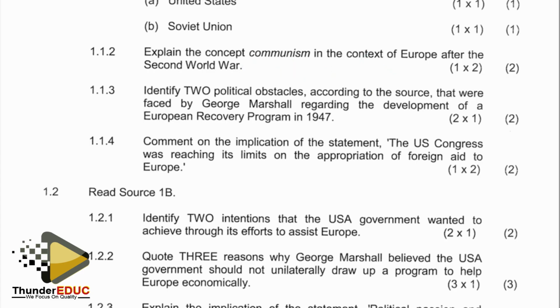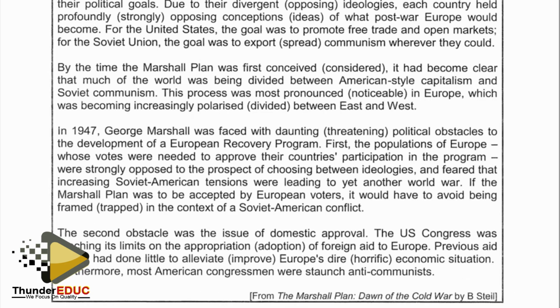The next question says, give 2 political obstacles according to the source that were faced by George Marshall regarding the development of a European recovery plan in 1947. Right. If we check our source, we try to figure out where we get the obstacles. We want 2 obstacles that were faced by Marshall as he wanted to implement his plan to help countries of Europe recover from the implications of the Second World War.